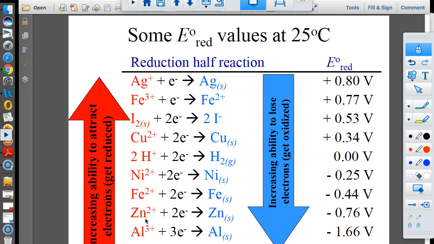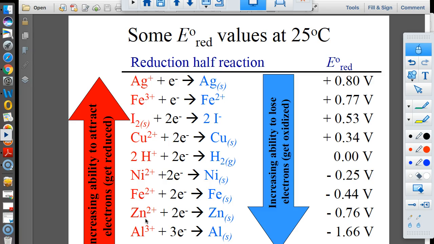They'll give you a list of reduction potentials, and they'll ask you to write a redox reaction for a cell made from iodine and copper. Iodine and copper. They'll give you the reduction potentials, and then you have to design the cell. Well, that sounds really hard, right?